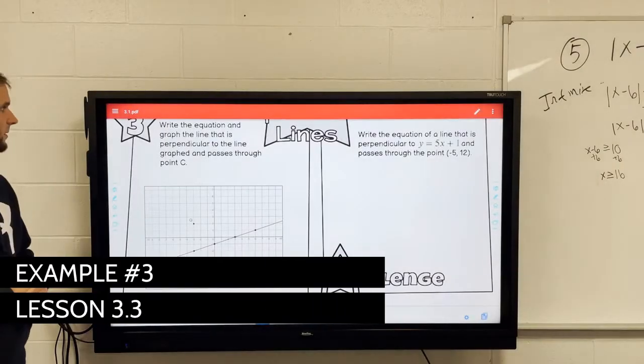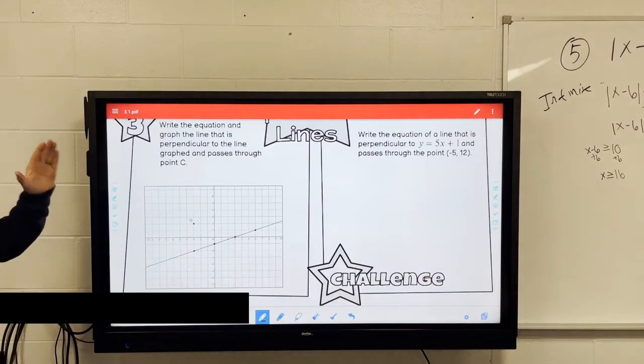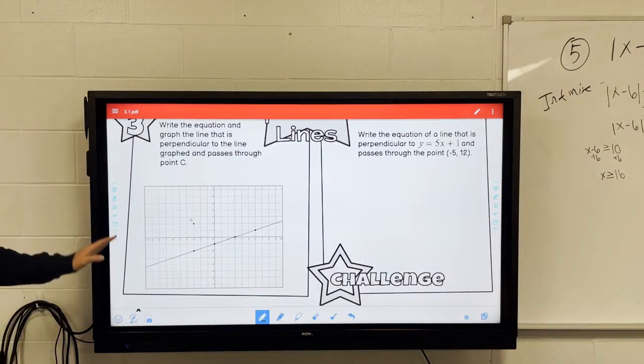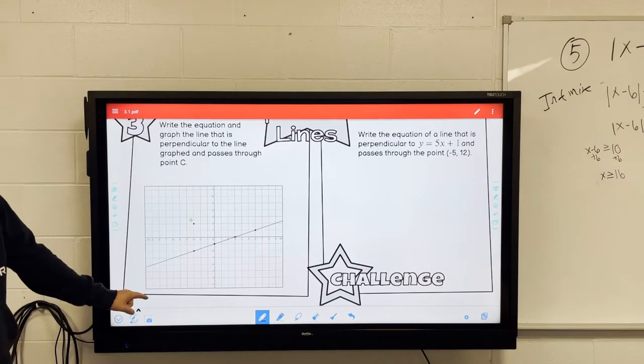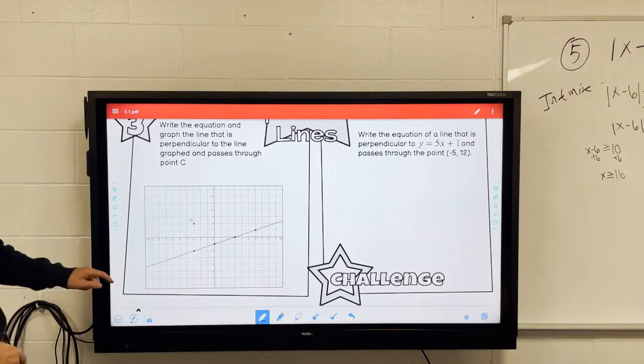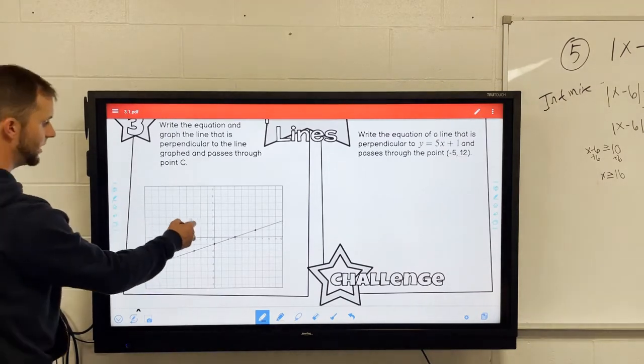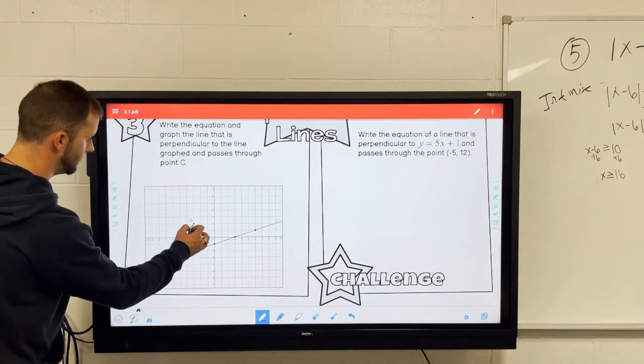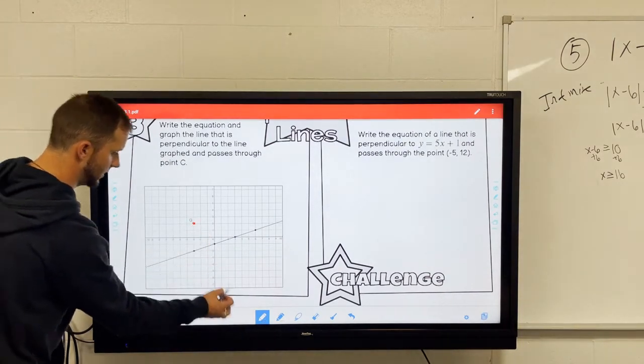All right, so now example number 3, it says we need to write the equation and graph the line that is perpendicular to the line graphed and passes through point C. So right now, point C shows G on your thing here, but go ahead and we're using this point right here as the point we're using, okay?